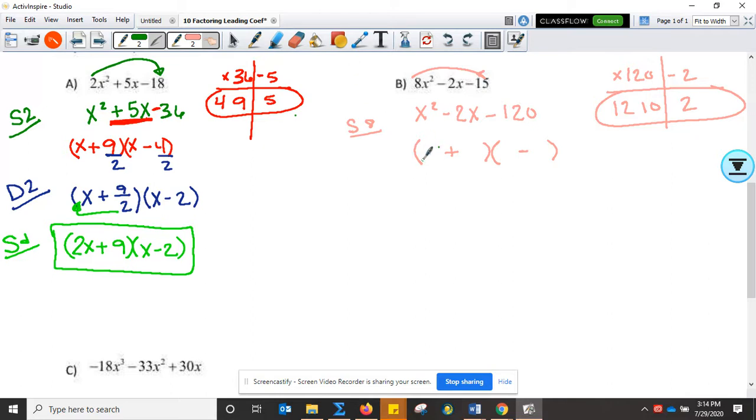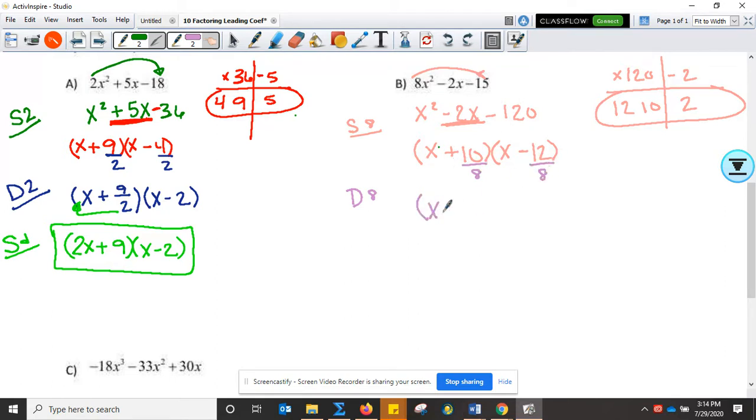All right? So I'm going to go ahead and put my x's here. And since my middle term is negative, my largest number is going to be minus. Okay, so I slid. Now I need to divide. So I'm going to divide by 8. So I'm going to divide this by 8, divide this by 8, and simplify.